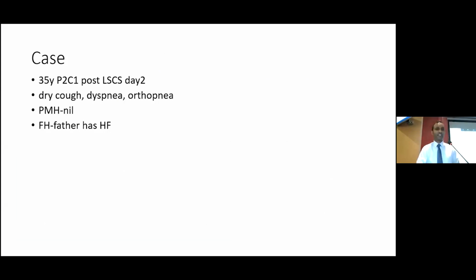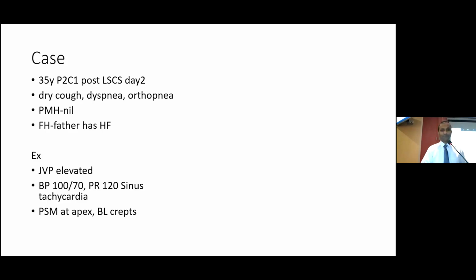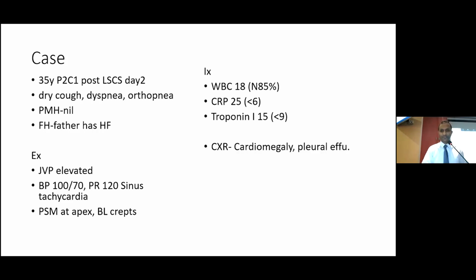This patient is 35 years old, P2C1, post-op LSCS day 2, developed dry cough, dyspnea and orthopnea. There's no past medical history, and there's a family history of heart failure in the father as well. So what are the differential diagnoses? On examination, JVP raised, blood pressure on the lower side, tachycardic, sinus tachycardia. There's evidence of mitral regurgitation with pulmonary congestion. This patient has neutrophil leukocytosis, slightly elevated CRP. Troponin is slightly elevated, and there's chest X-ray showing cardiomegaly and pleural effusion.